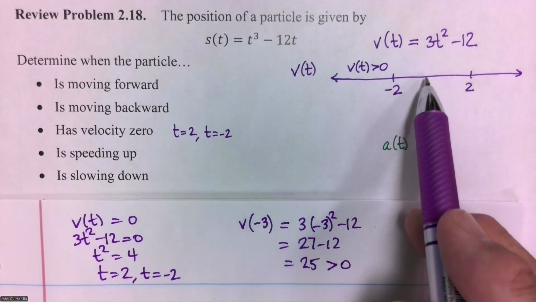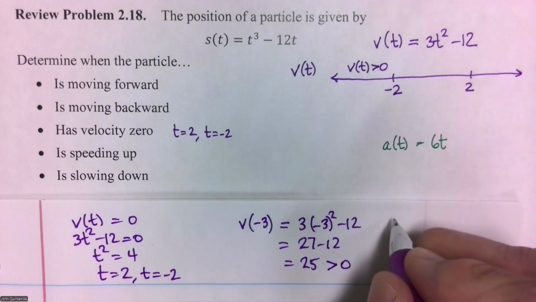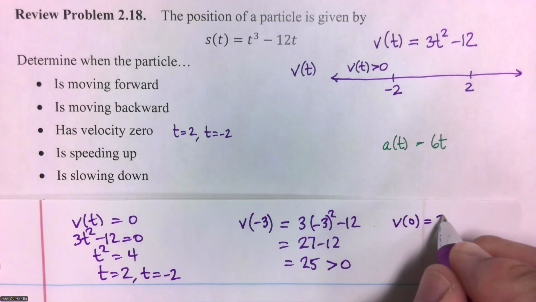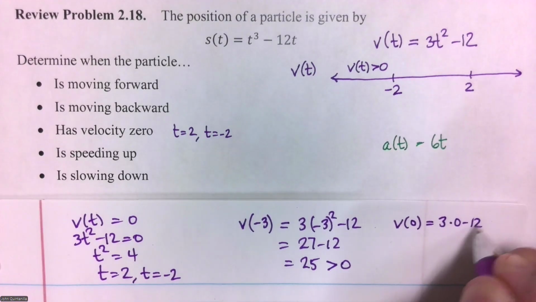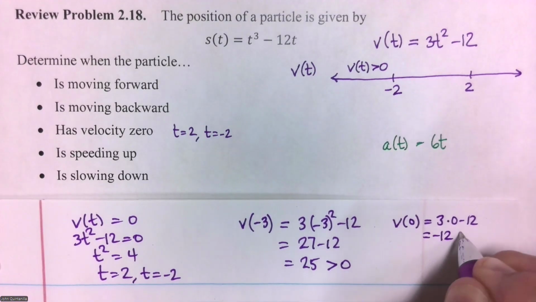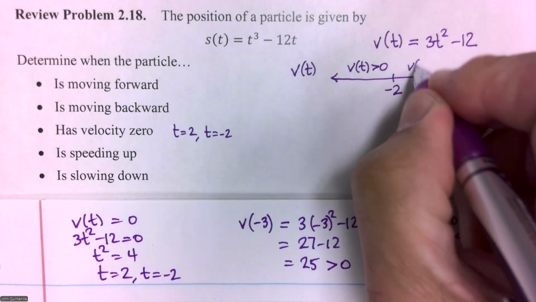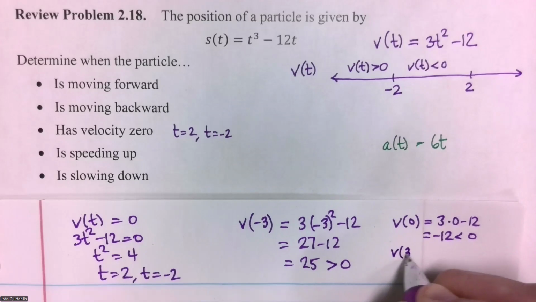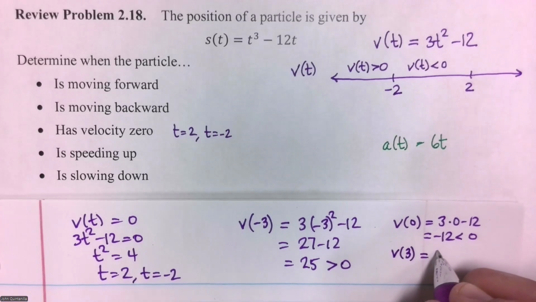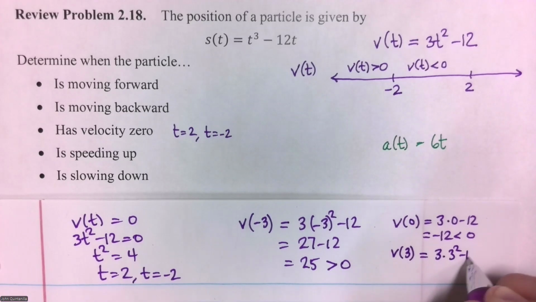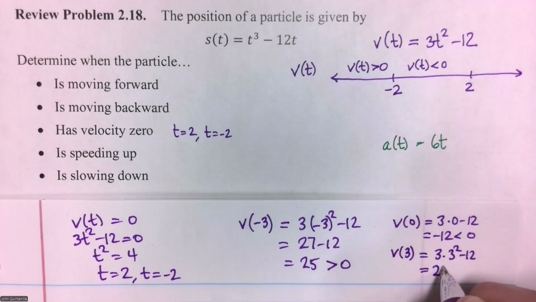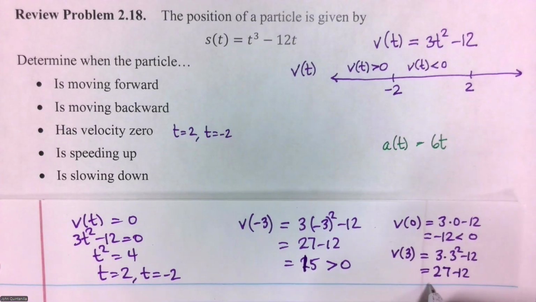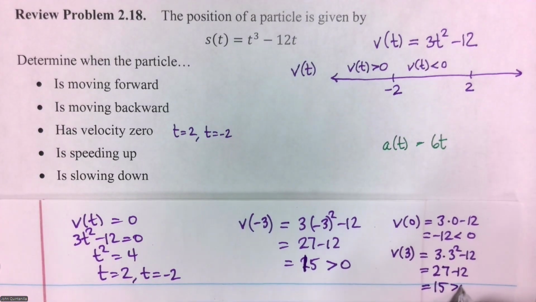Okay, now how about between them? So if I plug in 0, well, that's easy. So I get 3 times 0 minus 12. That's equal to negative 12, and that's negative. So in between, the velocity is negative. And if I plug in plus 3, I would once again get 3 times 3 squared minus 12. That once again is 15. Again, the number doesn't matter. What's important is that it's positive.